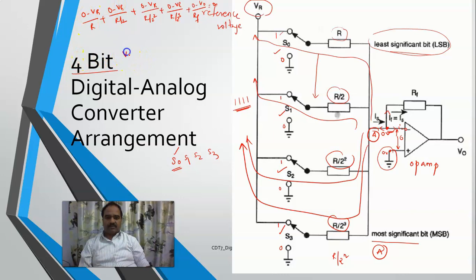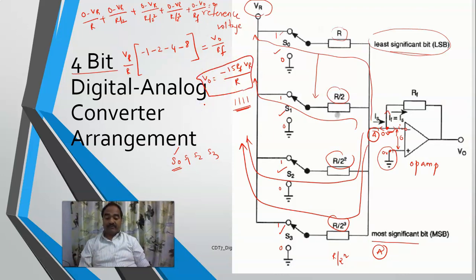Now if you carefully see, this by 2 will go to the upper side. So if I take VR by R as common, what I'll be getting here is: here it is minus 1, here it is minus 2, here it is minus 4, here it is minus 8. Right? And here I have V0 by RF. So this is minus 8, minus 4, it is 12, 13, 14, it is 15, right? So V0 is equal to minus 15 RF VR by R.